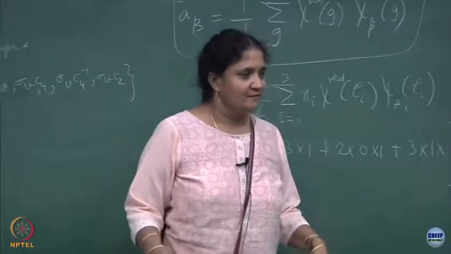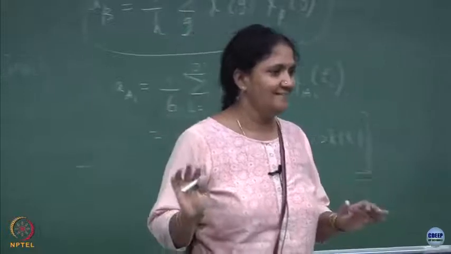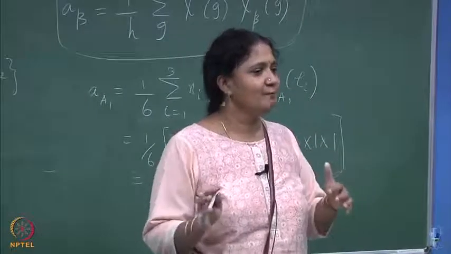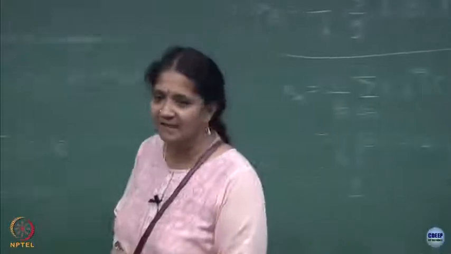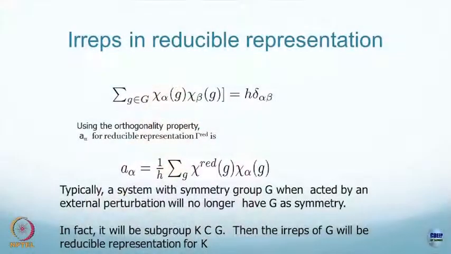Such a thing happens. To start with, you might have an irrep of C4V, but that irrep of C4V will not continue to be an irrep of C2. This is what I am meaning by saying that typically a system with symmetry group G, when acted by some external perturbation, will no longer have a group G as symmetry. In fact, it will become a subgroup of G. In fact, C2V you can show it to be like a subgroup of C4, right. You can take the E, C2 element and sigma V together will become a subgroup of it.